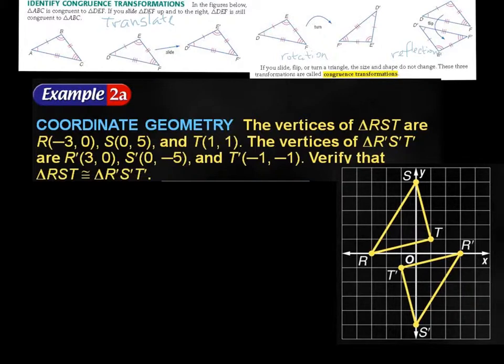The vertices of triangle RST are at (-3, 0), (0, 5), and (1, 1). The vertices of triangle R prime, S prime, T prime are at (3, 0), (0, -5), and (-1, -1). Verify that the triangles are congruent. Okay, to find the length of RS, we can use the distance formula. So I counted 5 squares here and 3 here. So I have 5 squared plus 3 squared. So 25 plus 9 would be square root of 34.